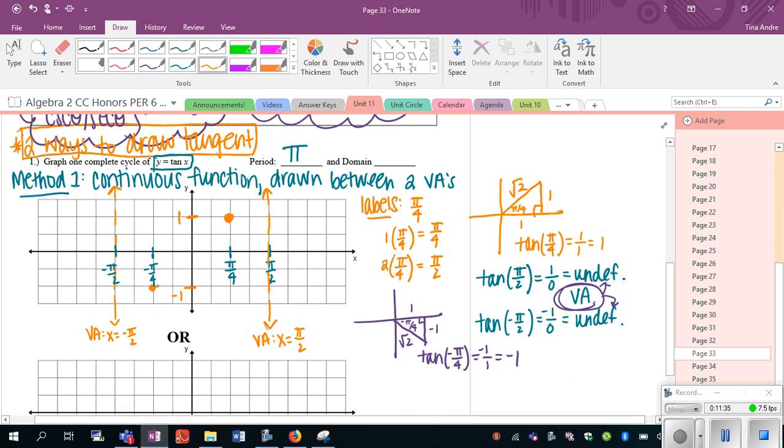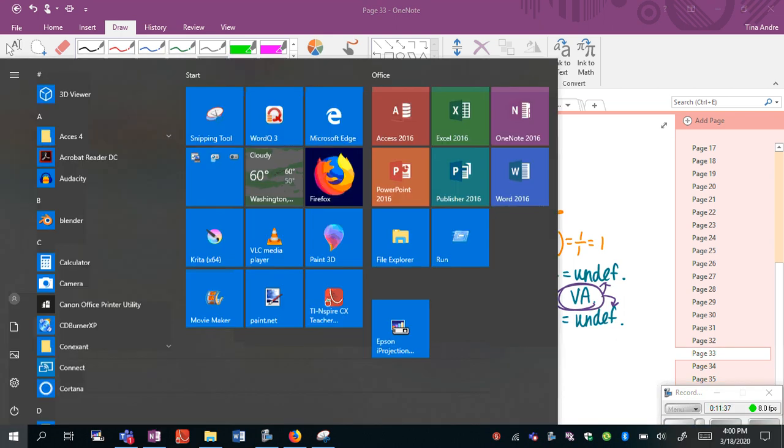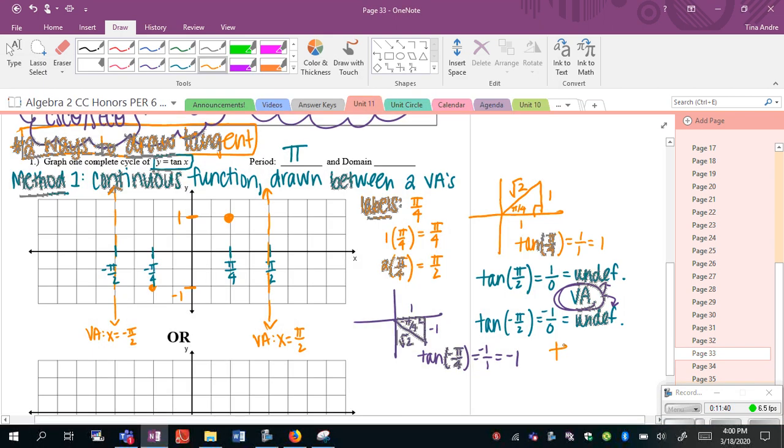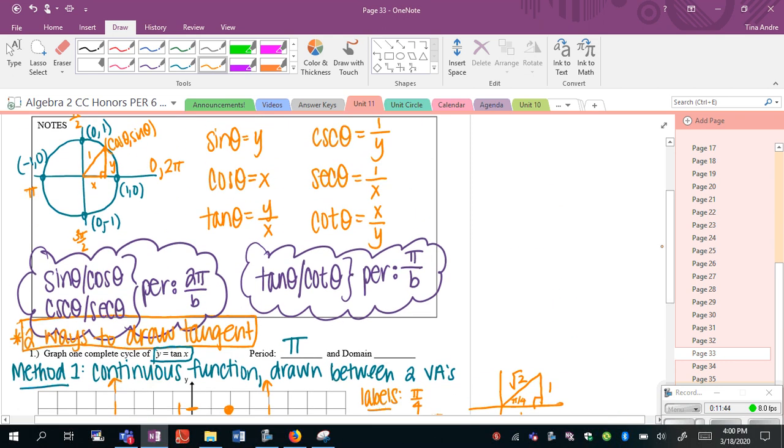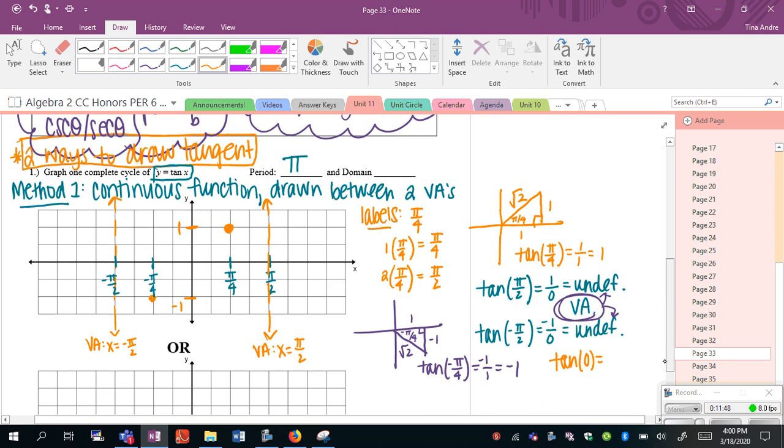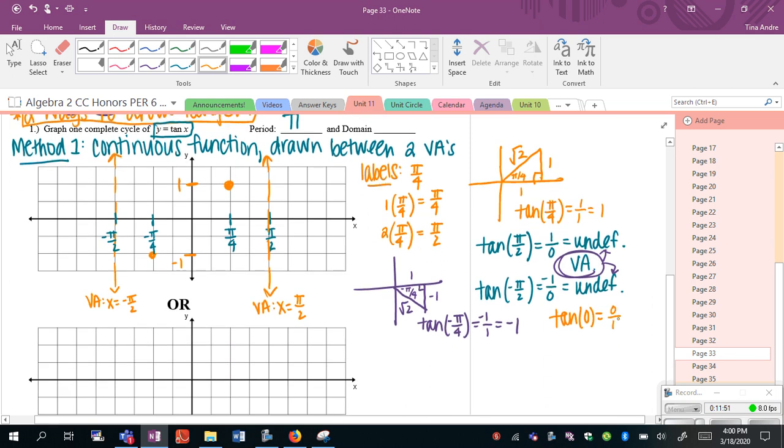And then let's also look at 0. So what's happening at 0? Well, tan of 0, we can look at right from our unit circle. So at 0, we're looking at 0 divided by 1. So that gives me 0.